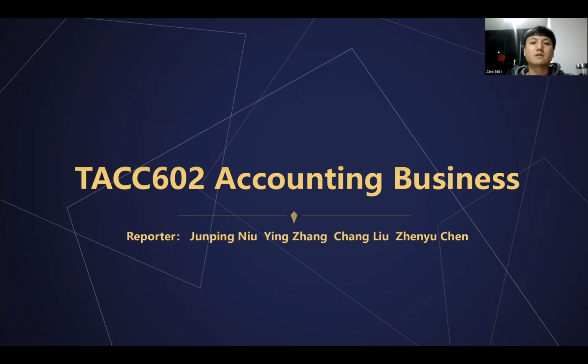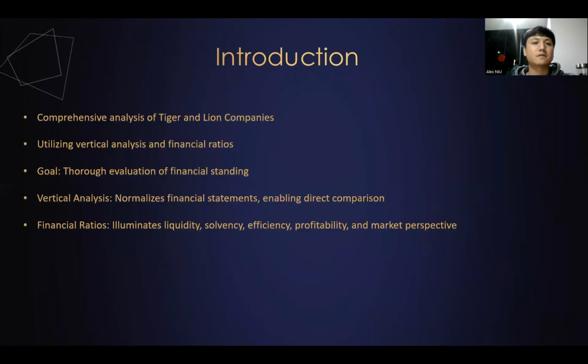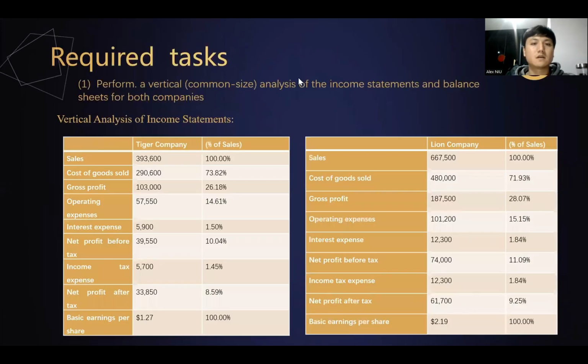I'm going to give you the first part of the presentation about what is the better investment choice: Tiger or Lion stocks. Our group has conducted a vertical analysis and financial ratio analysis. In the vertical analysis, Lion had higher gross margin, better EBIT, higher cash reserves, no accounts receivable. Overall, Lion outperformed Tiger in four areas: cost of sales control, profitability, cash management, and asset allocation.